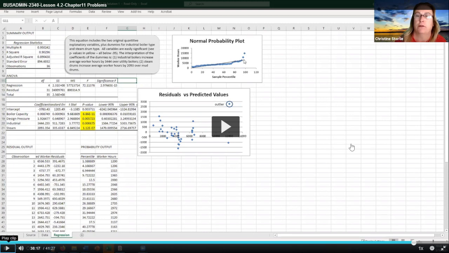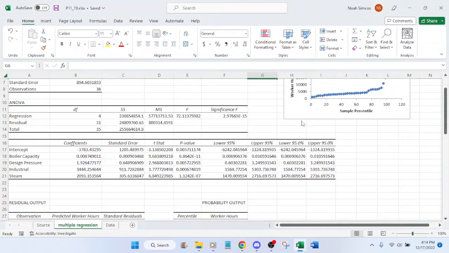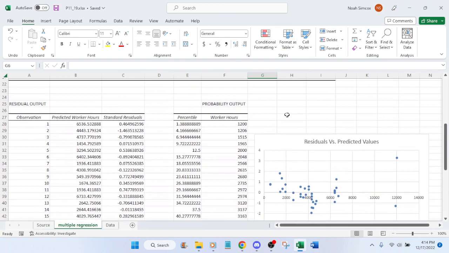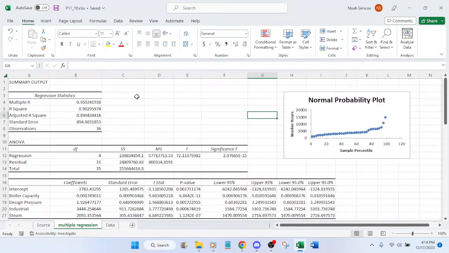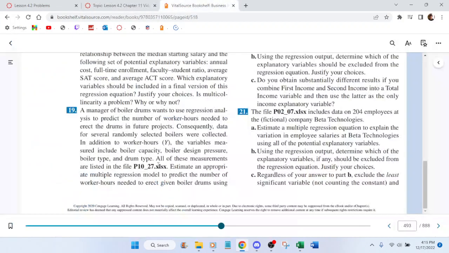Okay, interpretation of dummies. Industrial boilers increase average worker hours by this over this. Steam drums increase average worker hours by that over mud drums. That's the same thing I did last time. Okay then. So what's the question asking? I'm not going to type anything I don't need to type.